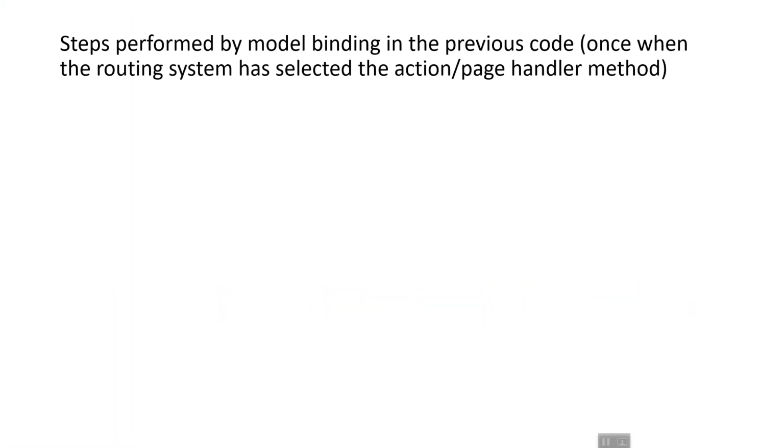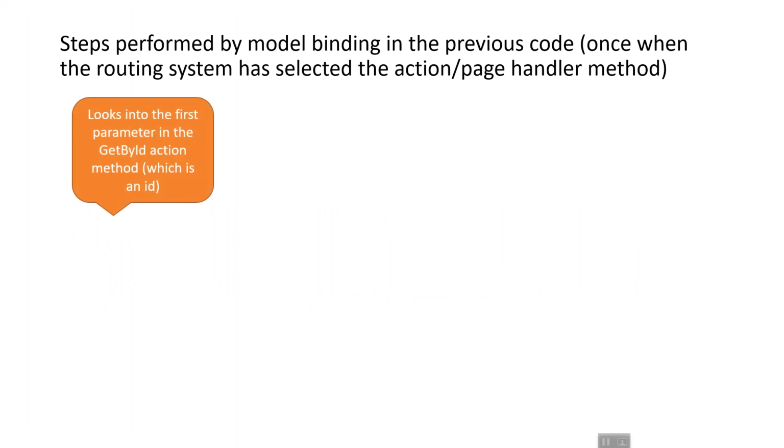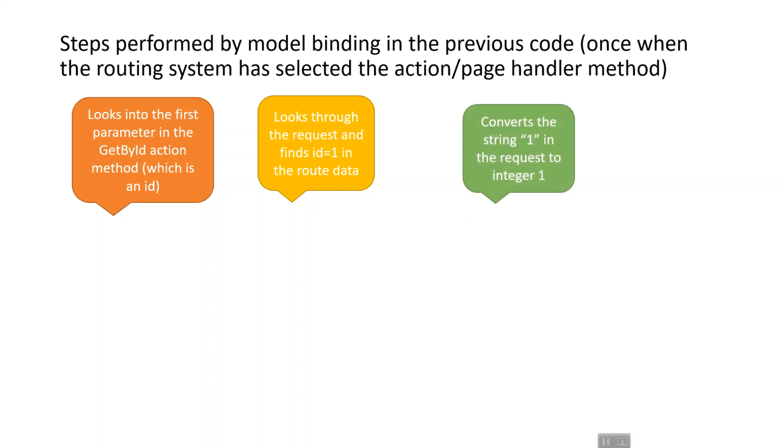First of all, let's see the steps performed by model binding in the previous code. Assuming the routing system has selected the action or the page handler method, an action method in MVC or Web API, and a page handler method in razor pages, it first looks at the parameter in the GetById action method, which is an id of integer type. Then it looks through the request and finds the id in the route data, id equals 1, and it converts the string 1 in the request to integer 1.